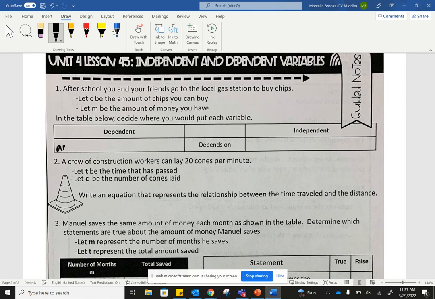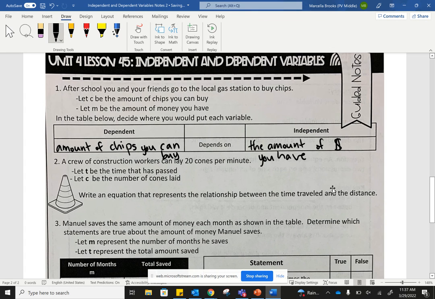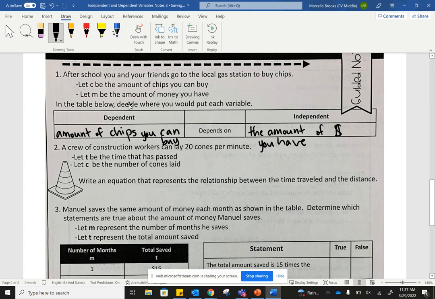That's right. The amount of chips you can buy depends on the amount of money you have. So the amount of chips you can buy is the dependent variable. The independent variable is the amount of money you have.